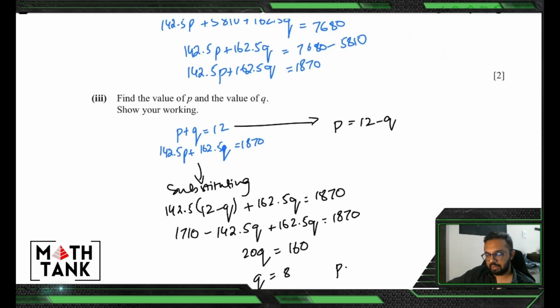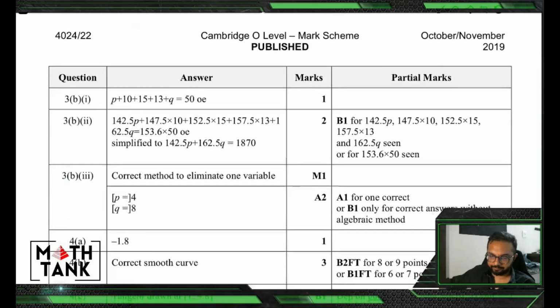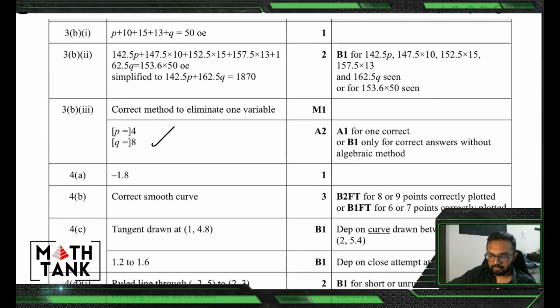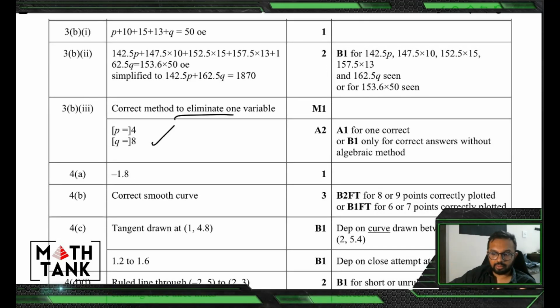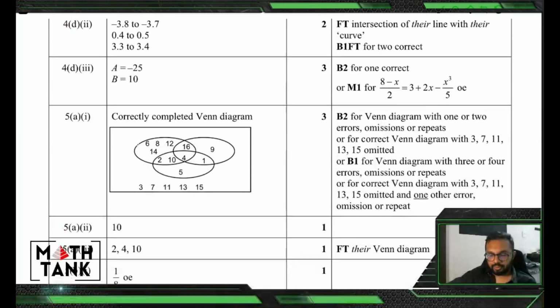If q is 8, then p must be 4. So 4 and 8. Let's check if you have the right answers. 4 and 8. Okay, correct method to eliminate one variable. It does not mean that you can just do elimination. You can also do substitution. That's also a way of eliminating one variable. When you have substituted, you actually get rid of it. Okay, moving on.